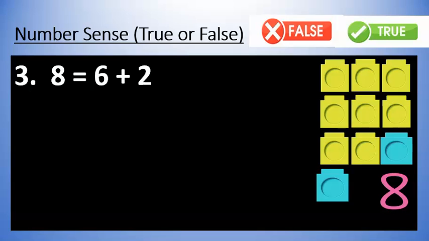Number 3 says, all they did here, okay, is they just reversed it. This says 8 equals 6 plus 2.